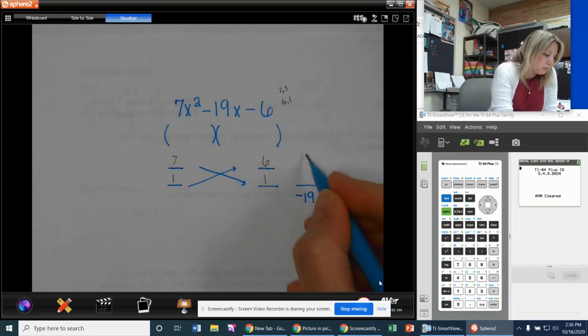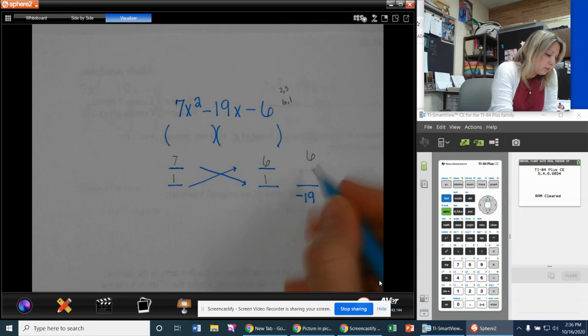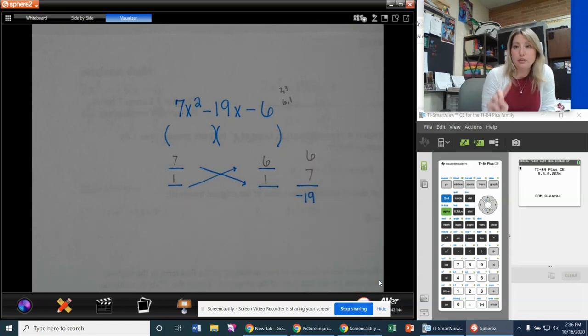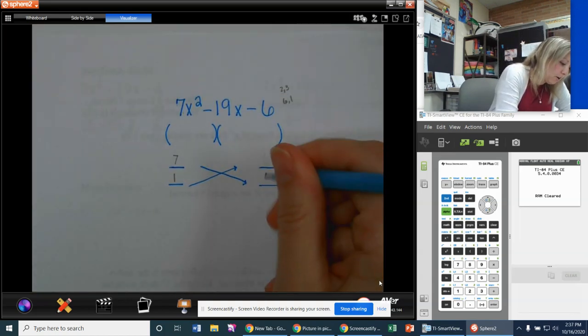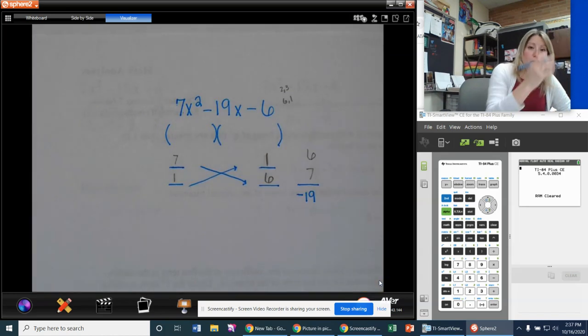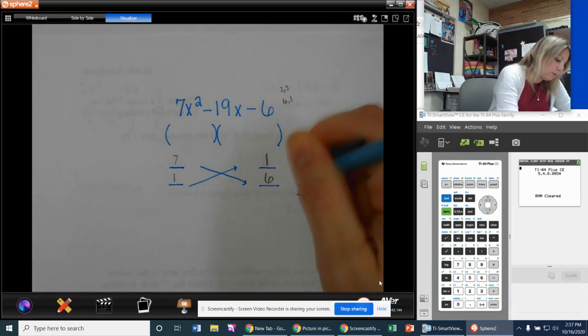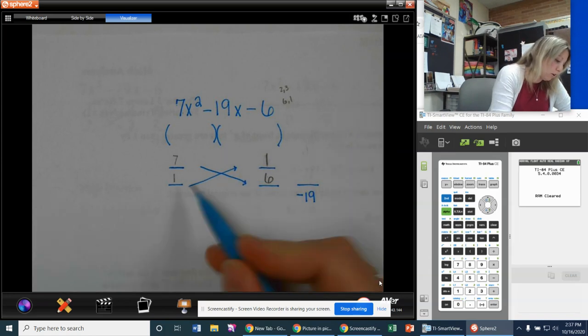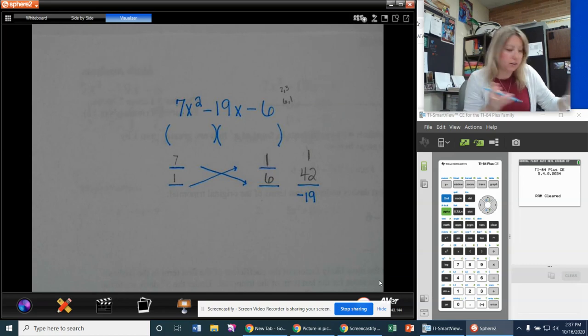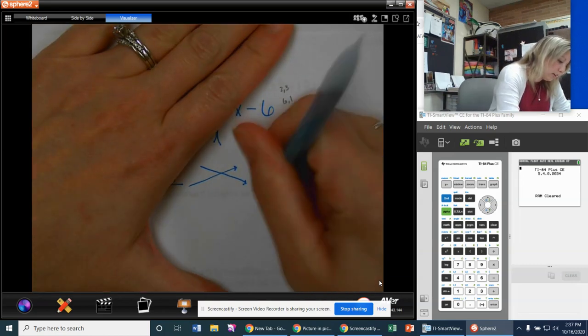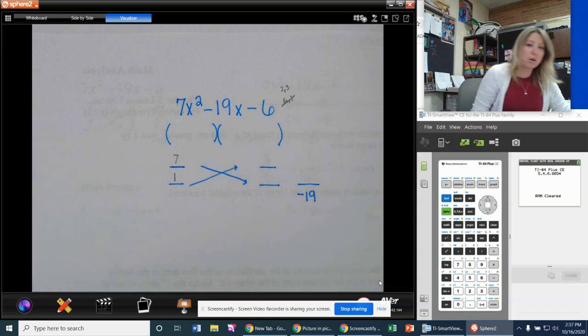1 times 6 is 6. 7 times 1 is 7. Is there any way that 6 and 7 add or subtract to give me 19? So that order didn't work. But keep in mind, what if I flip this around and now have the 6 and the 1? Well, that's going to give me different factors here that could maybe add or subtract to give me 19. So 1 times 1 is 1, and 7 times 6 is 42. Whoa, okay, no, that's not gonna do it. So notice 6 and 1 isn't gonna work.